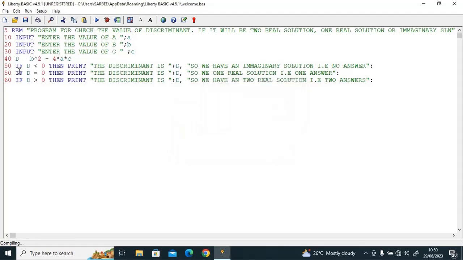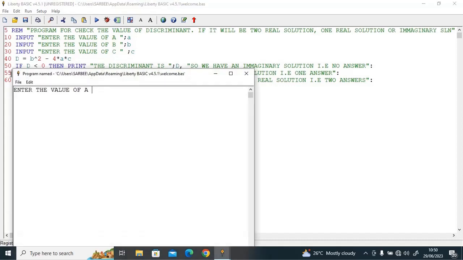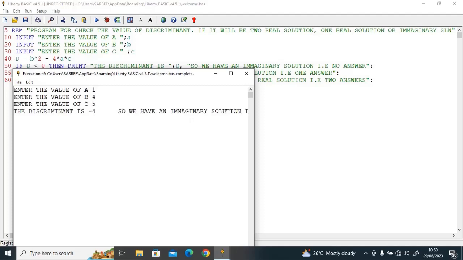Okay, 50-50 problem. You should have got used to this problem now. Let's say my A, I want to manipulate something. Let me say A is 1, B is 4, C is 5. Say this one is minus 4. You can see, so we have imaginary solutions.